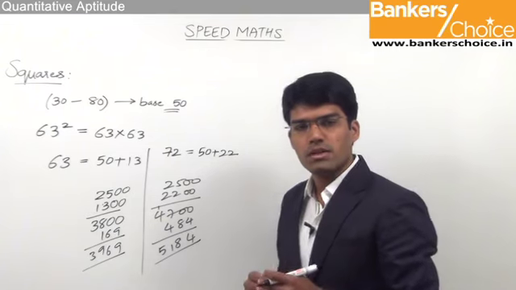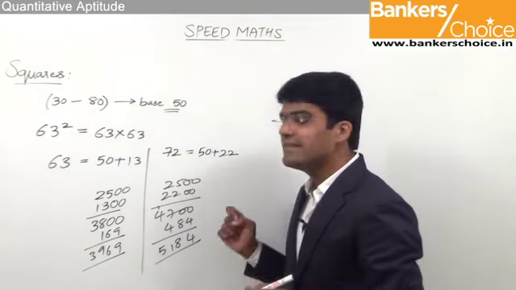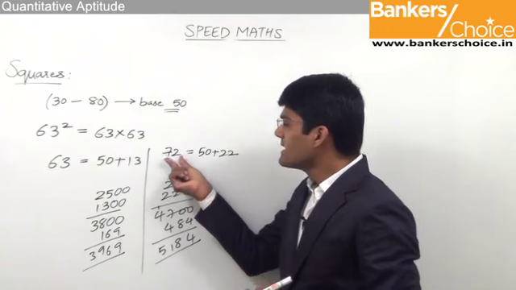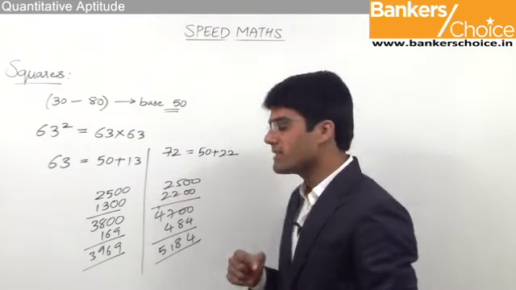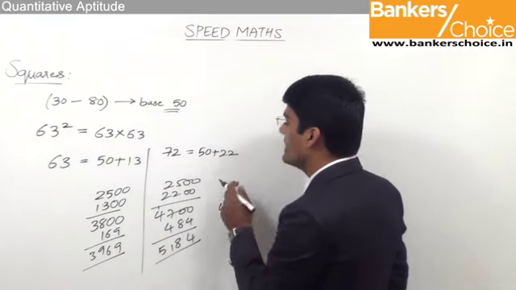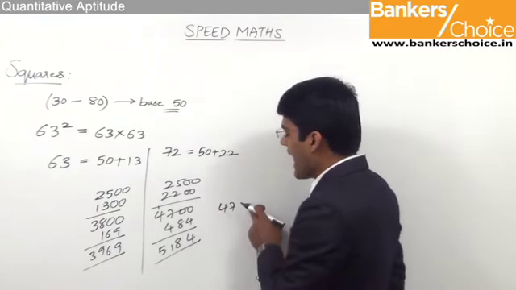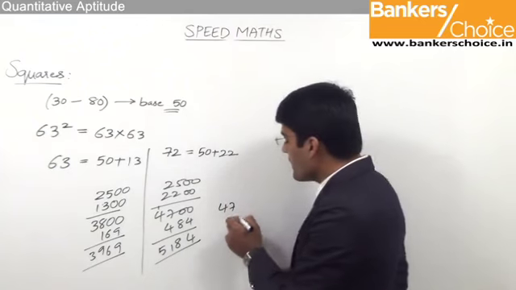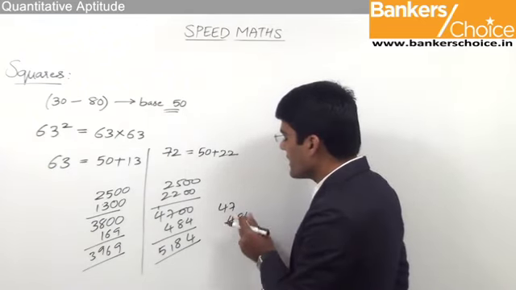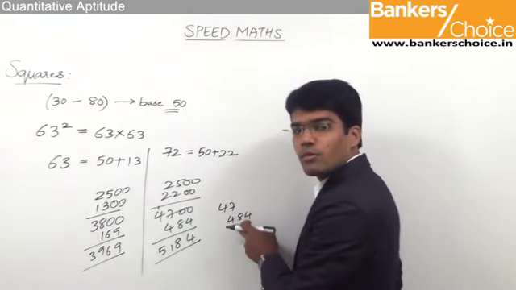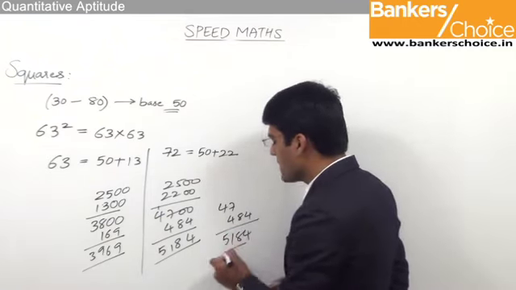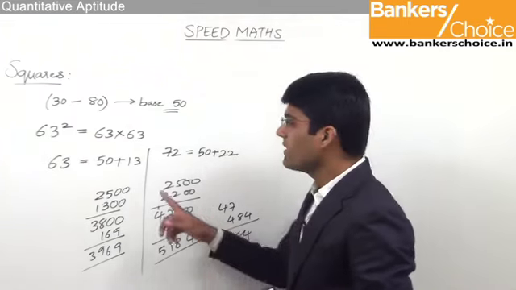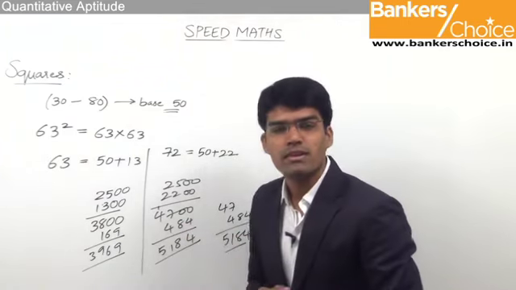So if you have really understood the concept here, we need not even write these zeros. We can simply understand that 72 is 50 plus 22. So 25 plus 22 is 47. So we write 47 and then 22 square is 484. As we have only two zeros after this, we have to take 484 in this format. That means 84 will be coming here and 4 will be carried forward to the hundreds place. So by adding this, we get 5184 as the answer. So this is how we can find out squares of numbers ranging from 30 to 80.